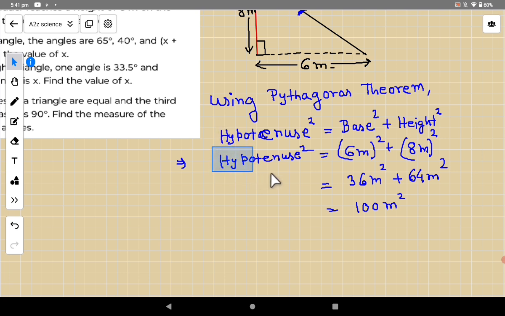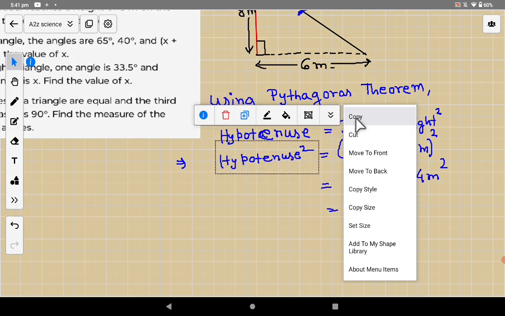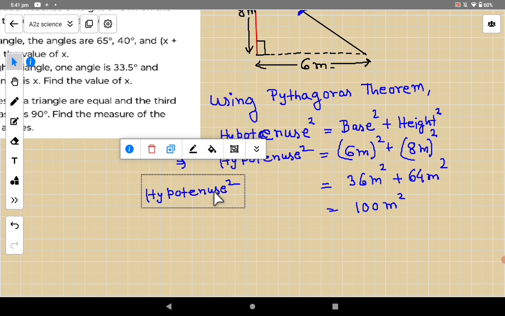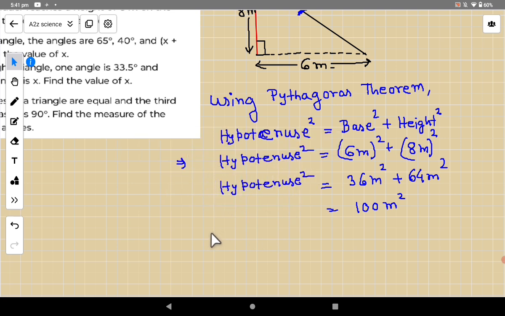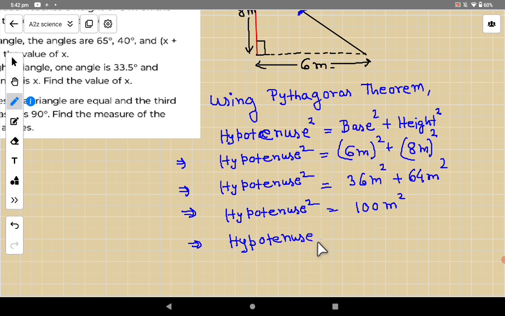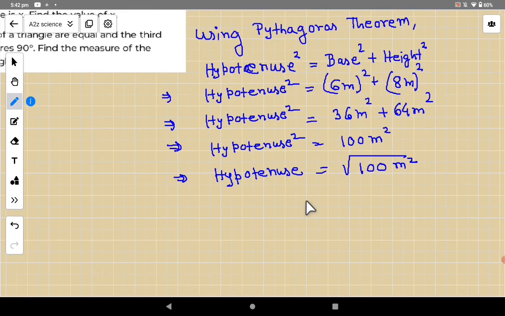Let me copy. This is not hypotenuse. This is hypotenuse whole square. Now we have to find the value of hypotenuse. So we just need to get the value of root. So hypotenuse will be root of 100 meter square. See, I am solving step by step each and every problem so that it can be easier for you to understand.